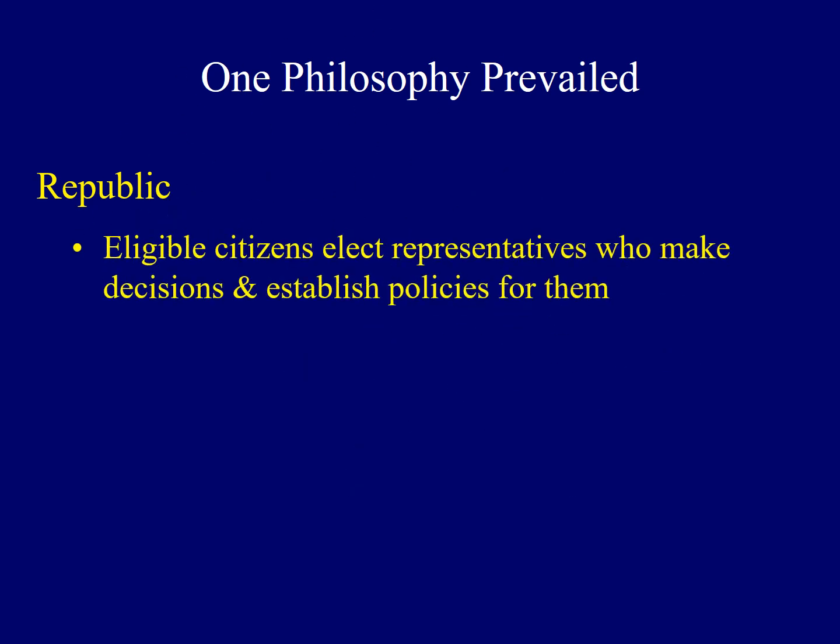One of the things I'll point out would be the division among the delegates to the Constitutional Convention, but there was one philosophy or one idea that united all of them. They wanted to establish a republic. Here's a one-sentence textbook definition of a republic. It's when eligible citizens elect people or representatives who make decisions and establish policies for them. In the United States, we live in a type of a democracy. The type of democracy is a republic.